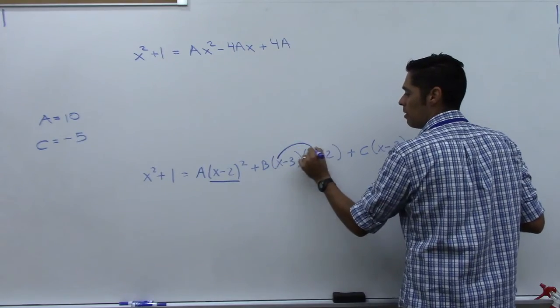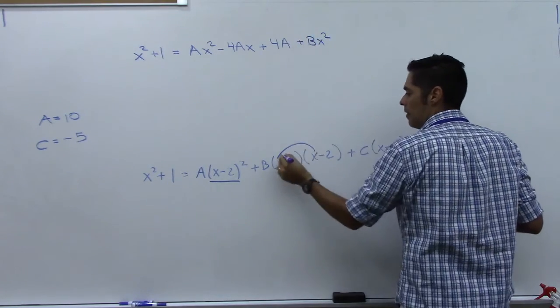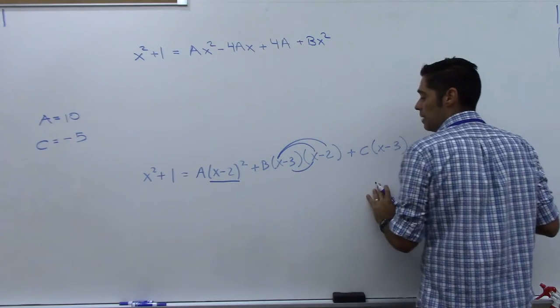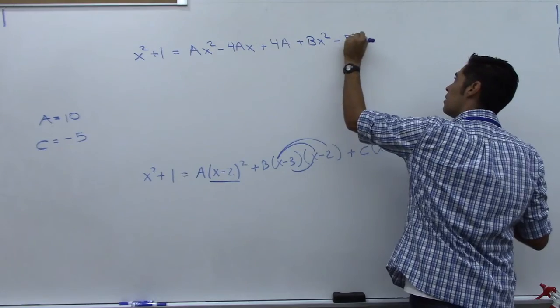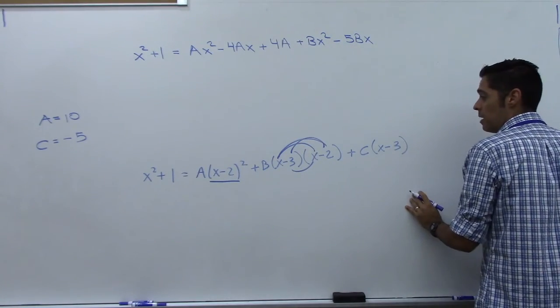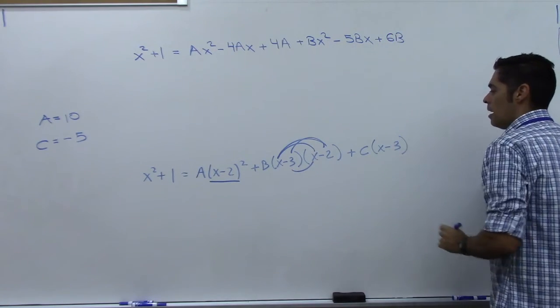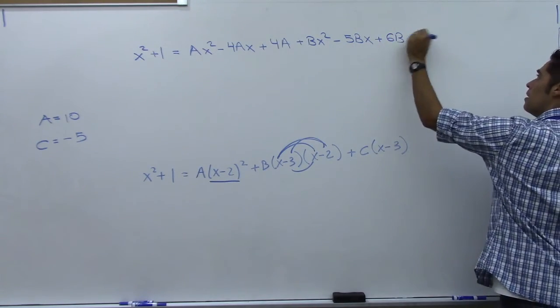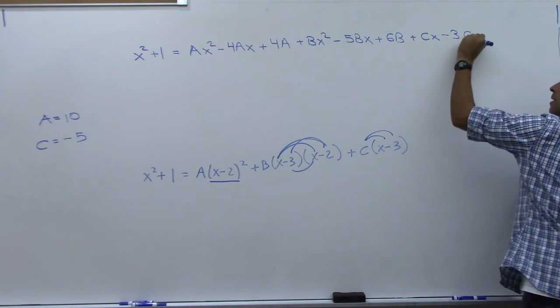And then here, when you multiply these two together, you get x squared, then you'll have a b, so bx squared. And then this times this times this, that'll be a negative 5x, but then times b, so negative 5bx. And then the last term's negative 3 times negative 2 is positive 6, but then times b, so 6b. And then your last one, cx here, and then minus 3c.